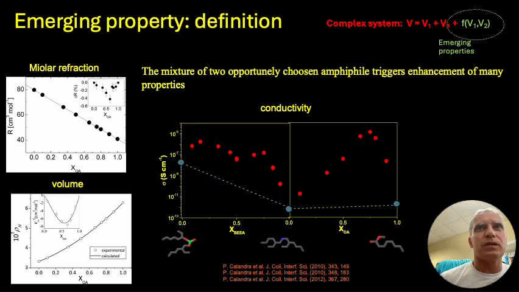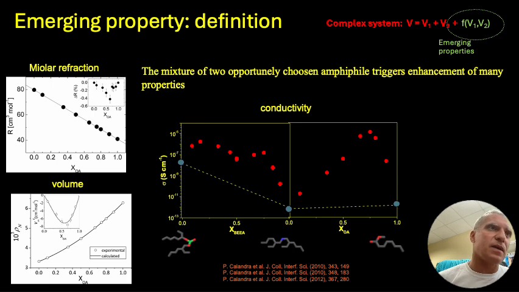I will show you what happens when you mix two liquids. The volume is not the sum of the two contributing volumes, but there is another contribution due to the fact that the emerging volume is rising. So the volume basically is not additive, but this equation is valid for the volume, but also for molar refraction, for the density, for conductivity.